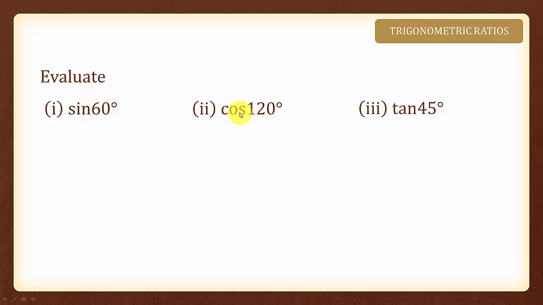Next, try to evaluate the following trigonometric ratios. By using the calculator, sine 60 degrees equals 0.866, rounded off to 3 significant figures. Do you get this answer? Cosine 120 degrees equals negative 0.5. And tangent 45 degrees equals 1.